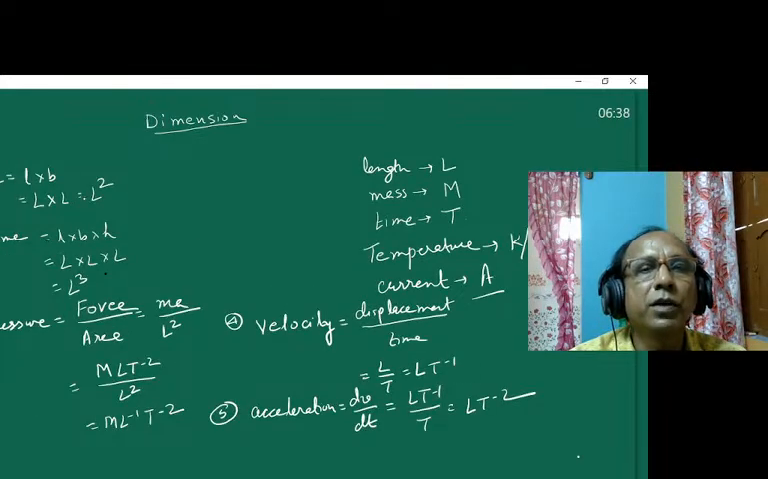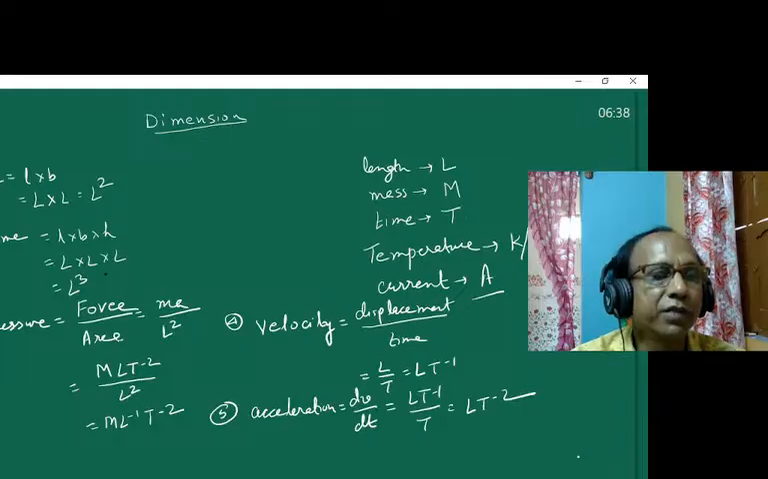First you write the formula. Length is represented as capital L, mass as capital M, time as capital T, temperature as capital K or theta, and current as capital A. So velocity is displacement over time, L by T, L T to the minus 1. Acceleration is dv by dt, the rate of change of velocity with respect to time, L T to the minus 2. Area, length into base, L into L, is L square. Volume, that is L into B into H, L into L into L, is L cube.